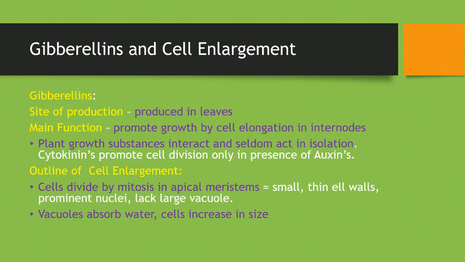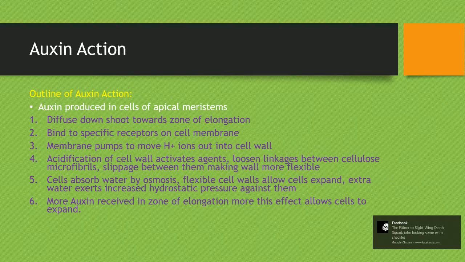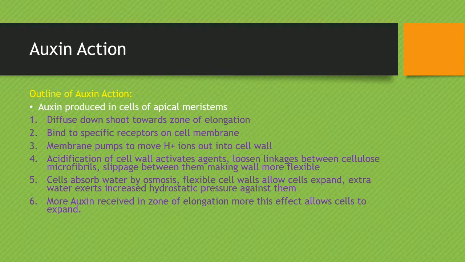And the outline of cell enlargement in summary is that cells will divide by mitosis in the apical meristems, where there are small thin cell walls with prominent nuclei lacking a large vacuole, and the vacuole will also absorb water and the cells will increase in size. Now, auxin action, and then that's going to be the end of this PowerPoint, but we're going to talk about auxin action very carefully because it's the main one that they're going to ask you about.